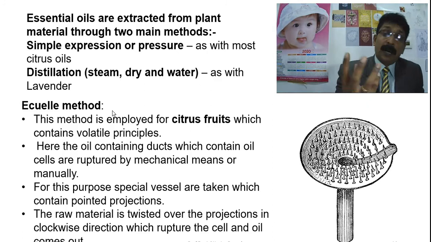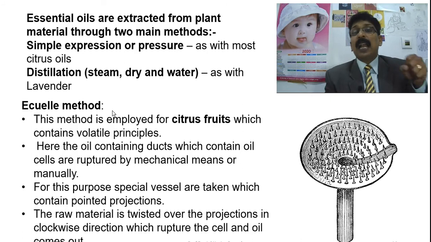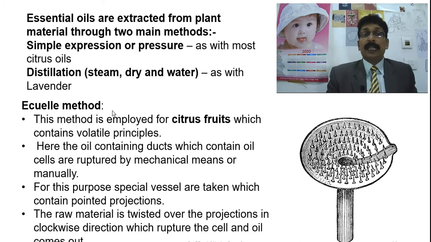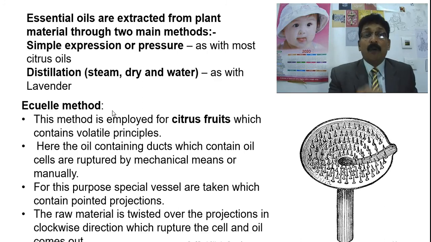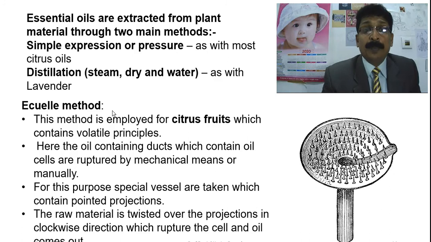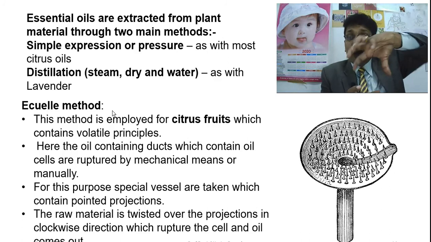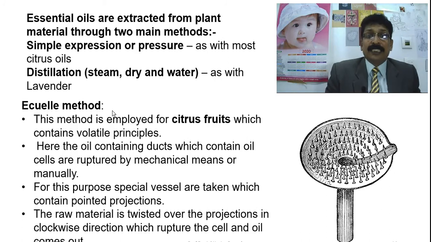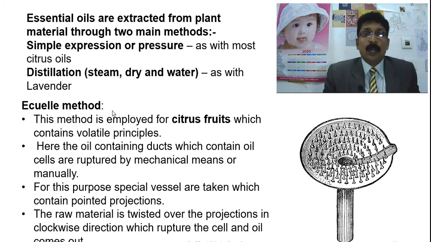This is a simple method, but mechanically there are big machines, which I will show you in the video. It can also be done manually. For this purpose a special vessel is taken which contains pointed projections as shown in the picture, and the raw materials are twisted over the projections in a clockwise direction, which ruptures the oil cells, and the oil comes out and is collected.